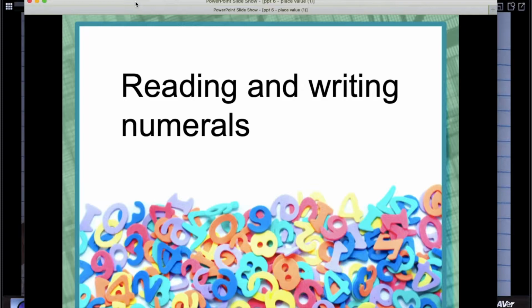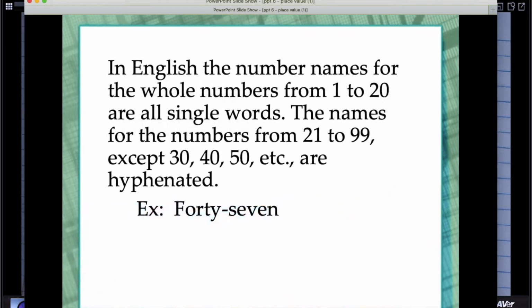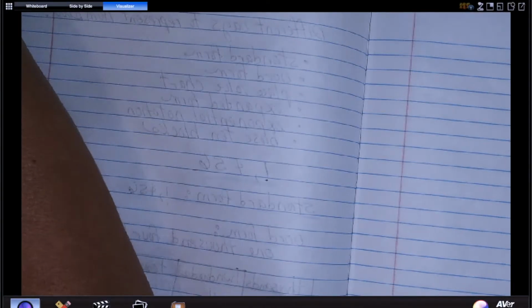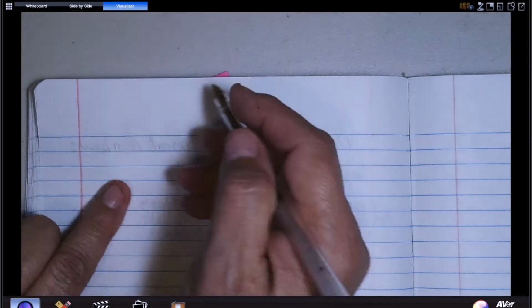Okay, we briefly talked about reading and writing numerals, so let's go ahead and look at our rules for that. The names for the numbers from 21 through 99 are hyphenated, like 47. So let's just write a quick note here that the names from 21 through 99 are hyphenated.